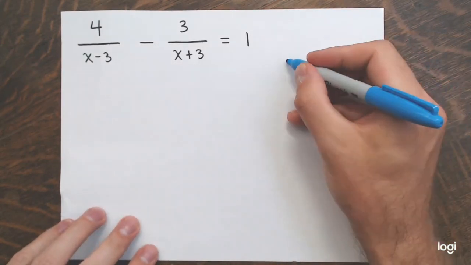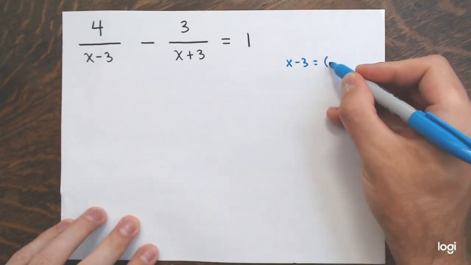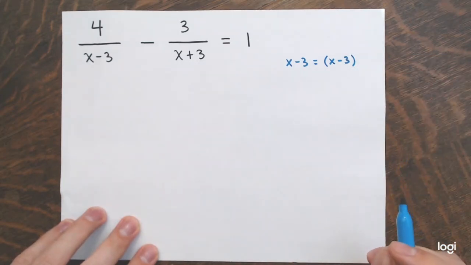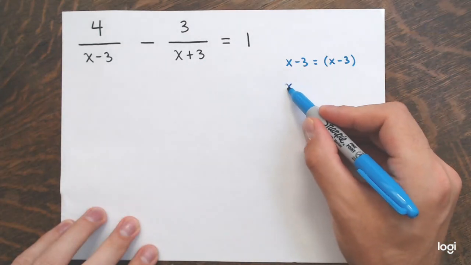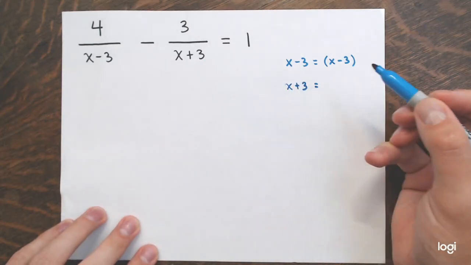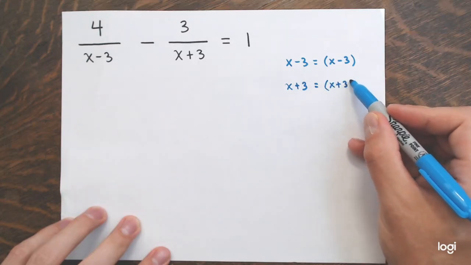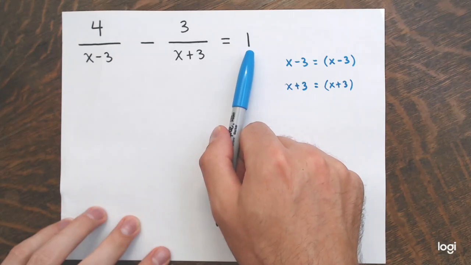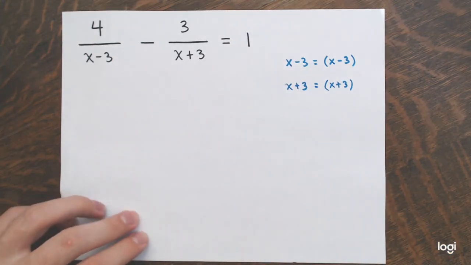My one denominator, x minus 3, that's as factored as it gets. The quantity x minus 3 is the only factor of that denominator. The other denominator I'm seeing is x plus 3, and the only factor of that denominator is x plus 3, so I got the quantity x plus 3. And the denominator on the 1 is 1, right? So that's not interesting. That doesn't add any information.